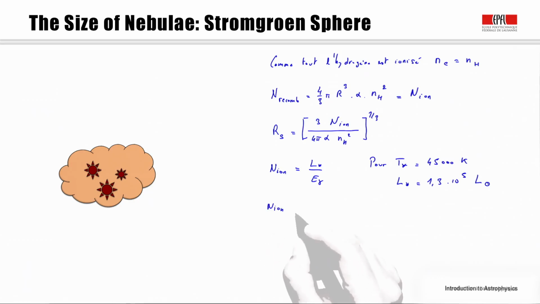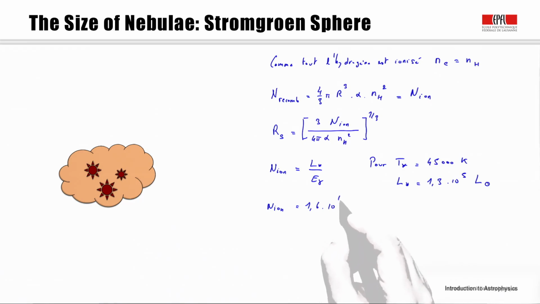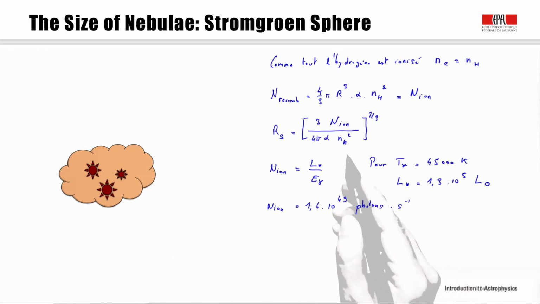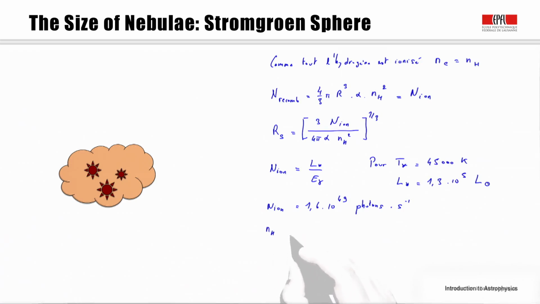This implies that the number of ionizing photons is equal to 1.6 × 10^49 photons per second. This gives an estimate of the number of ionizing photons. Let's now estimate n_H, for n_H equals 5,000 per cm³. The nebula is relatively dense, and the Strömgren radius is roughly equal to 0.3 parsec.